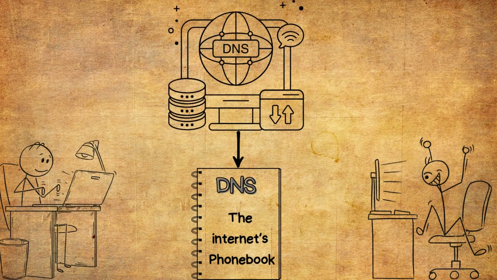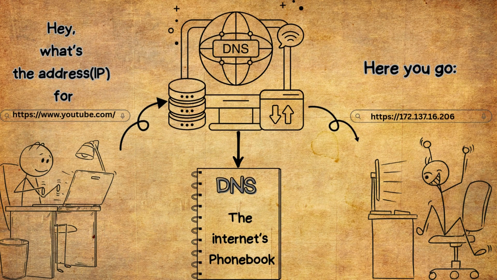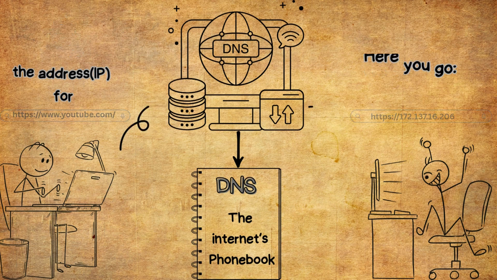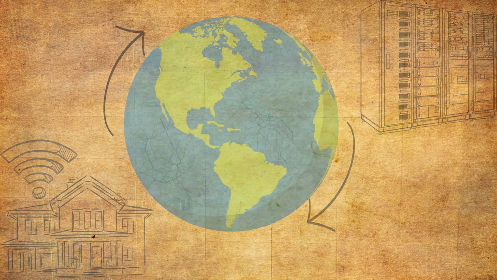Behind the scenes, your device asks a DNS server, "Hey, what's the address for YouTube.com?" And the DNS server replies, "Here you go. Use this IP." Now your device knows exactly where to go. Your request travels through fiber cables, hops through routers and switches, and eventually reaches the right server.